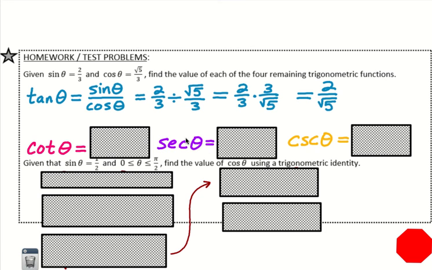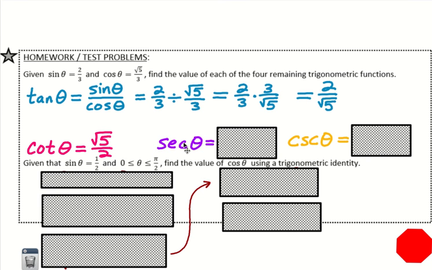And for the final 3, if we know sine and cosine and tangent, why can't we just take the correct ones and flip them to get the corresponding ones? So which one do we flip for cotangent? We flip tangent. Bam.